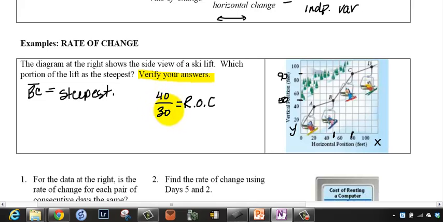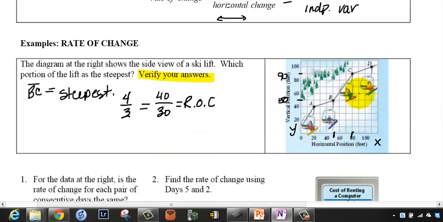This fraction here isn't reduced. We do need to reduce this. This one's pretty easy in this case. It's both a division of 10 in both the numerator and denominator. So 4/3, or 4 over 3, would be the way we would need to show that that is the greatest rate of change.